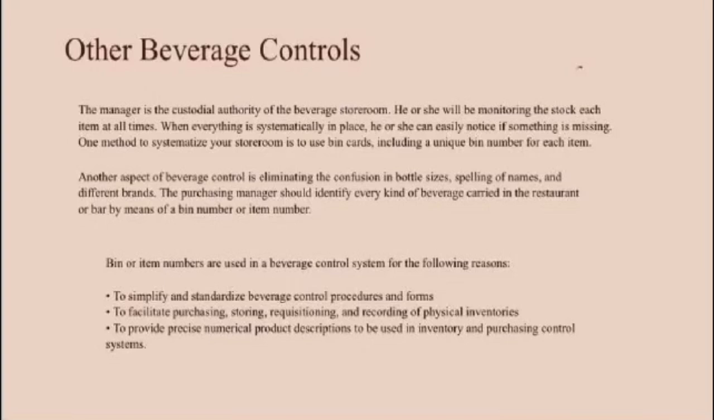This system simplifies and standardizes procedures, facilitates inventory management, and provides precise product description. So, there are three key reasons for using bin numbers. First is the simplification and standardization. Second, inventory management, and the last is precise product description.